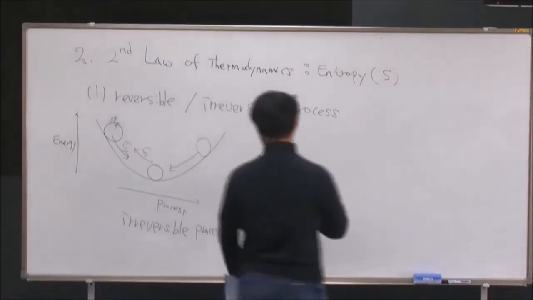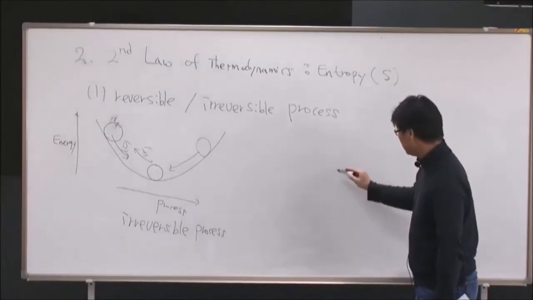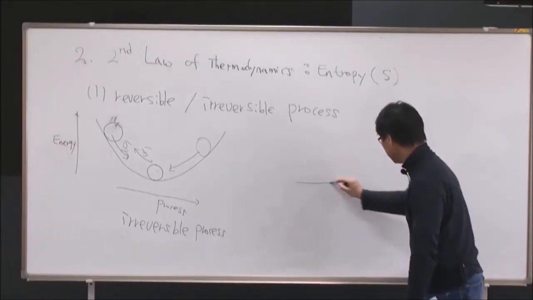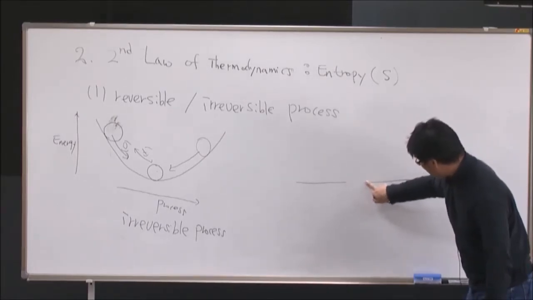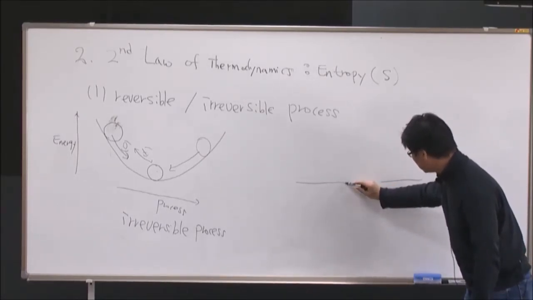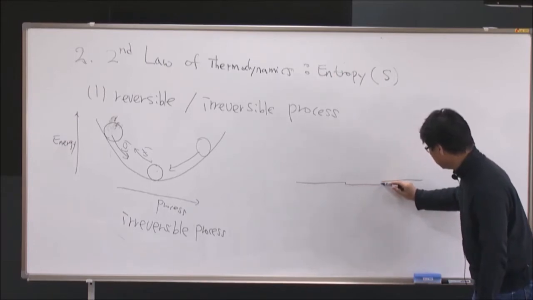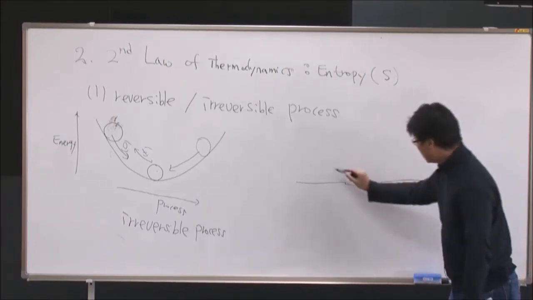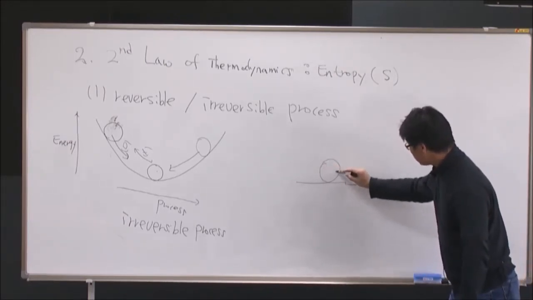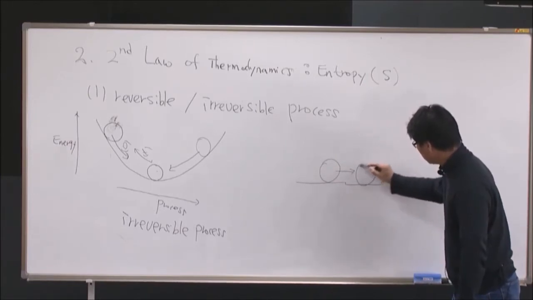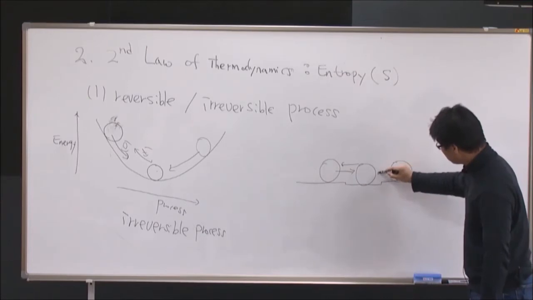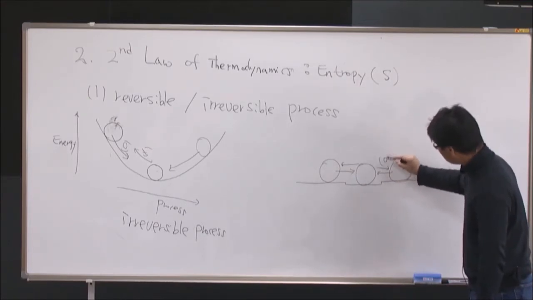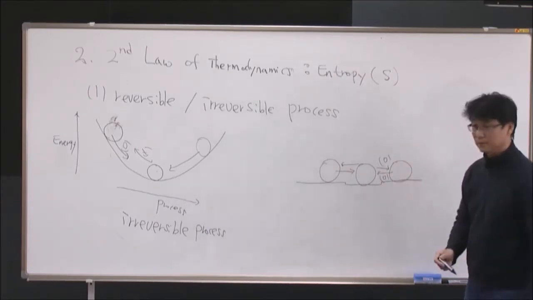Compared to that, a reversible process is like this. Let's assume the energy levels are almost the same, with a very, very small difference in terms of energy level here. And I have the ball here. I'm moving this ball to here. I'm moving this ball back, or the other way around too. So both processes are possible.